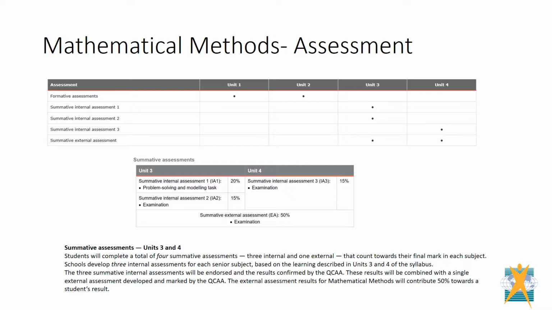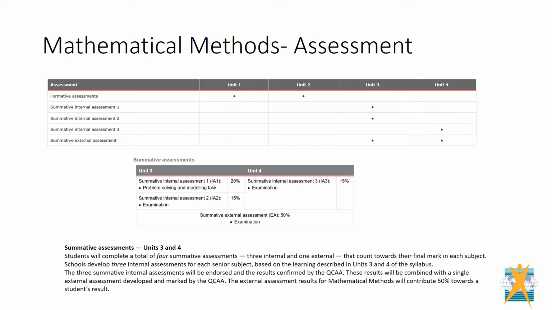As mentioned before, mathematical methods has particular assessment styles. Unit 1 and 2, as you can see on the slide, is formative, and Units 3 and 4 are all summative, and you can see there for Unit 3, the first 2 summative pieces of assessment, 1 will be an exam and 1 will be a modelling and problem solving task. For Unit 4, it will also have an internal piece of assessment, which will most likely be an exam.